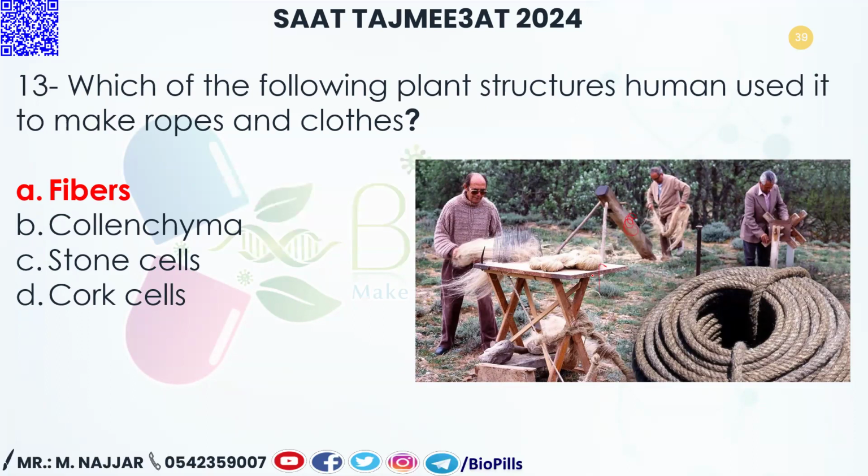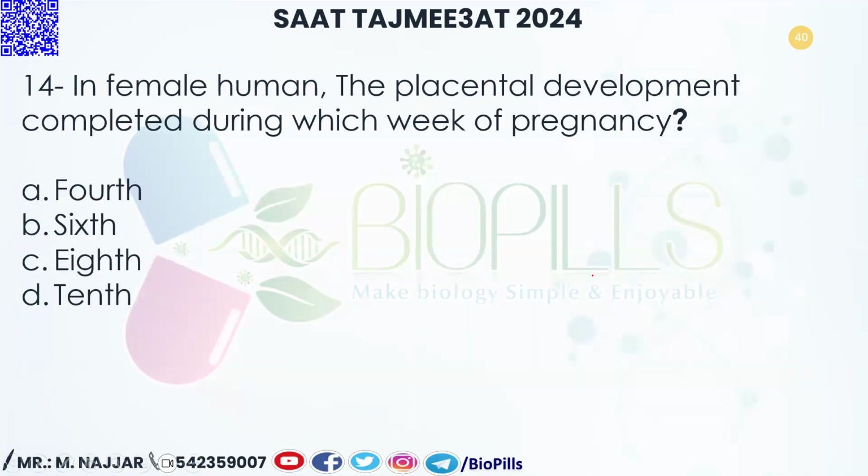In female humans, the placental development is completed during which week of the pregnancy? We know that we have 40 weeks or 9 months. Each three months make a trimester, so we have 3 trimesters. And we have to memorize the events that occur in every single trimester. So what do you think, where did the development of the placenta occur? In which trimester?